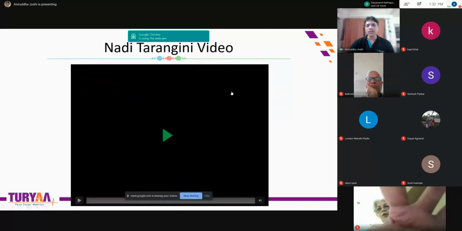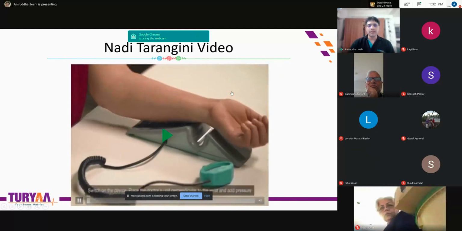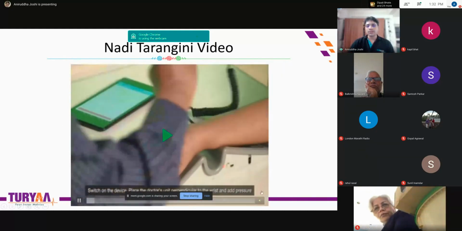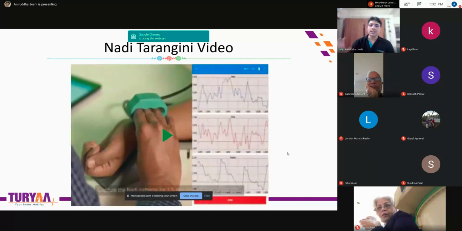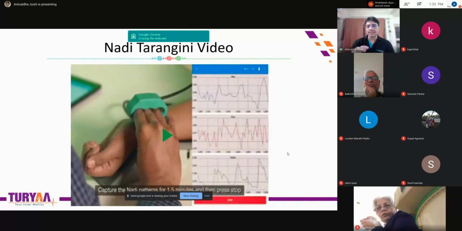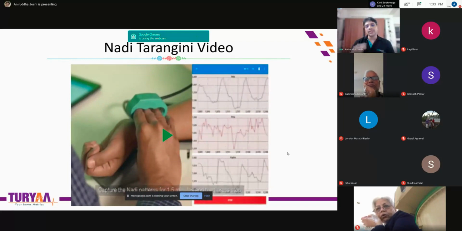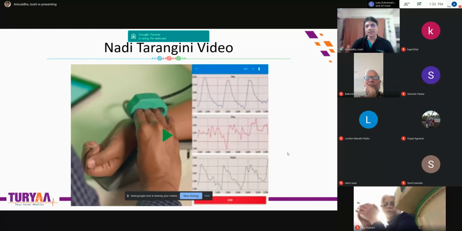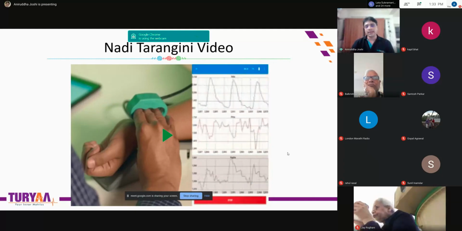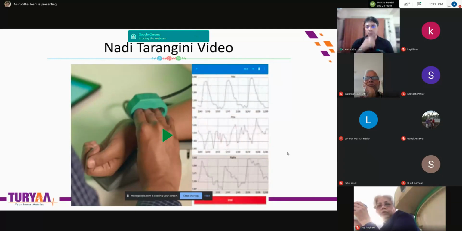I'm just going to show how Nadi Parikshan works. So the patient is keeping the hand, the doctor is wearing the sensors, and the doctor is putting them on the wrist, and you can see for the 3 sensors for Vata, Pitta, and Kapha locations, you get 3 waveforms. We collect the data for about a minute or 2, depending upon the type of person.